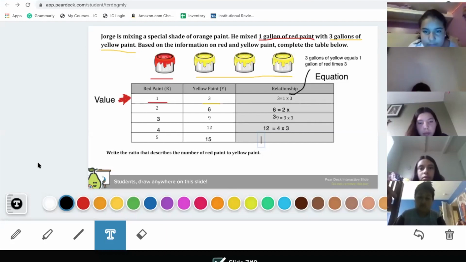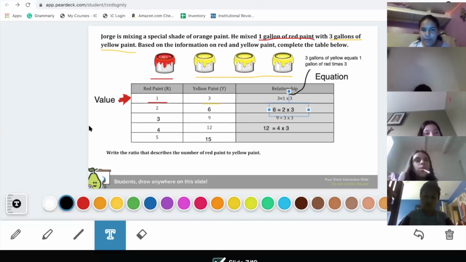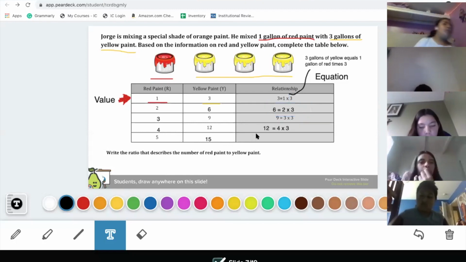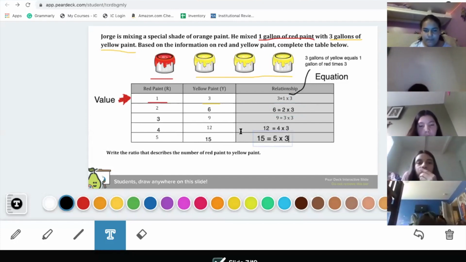Now in the chat, if you've already told me, tell me what the 15 represents and tell me what the 5 represents. Casey says 5 represents the red paint. Very nice. 15 is the yellow paint. You are correct, Darlene, and Stephanie and Casey. Good job. So this last equation, what we're saying is that the way we got 15 gallons of yellow paint is that we took 5 gallons of red paint and multiplied that 3 times. And that's how we get 15 gallons of yellow paint. So these are equations to represent this.